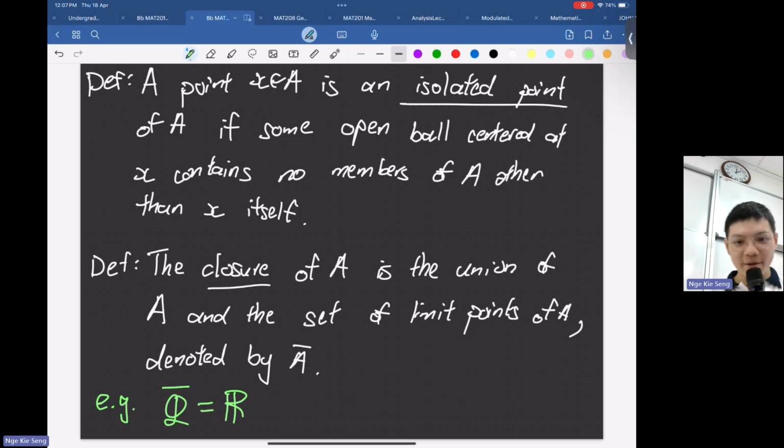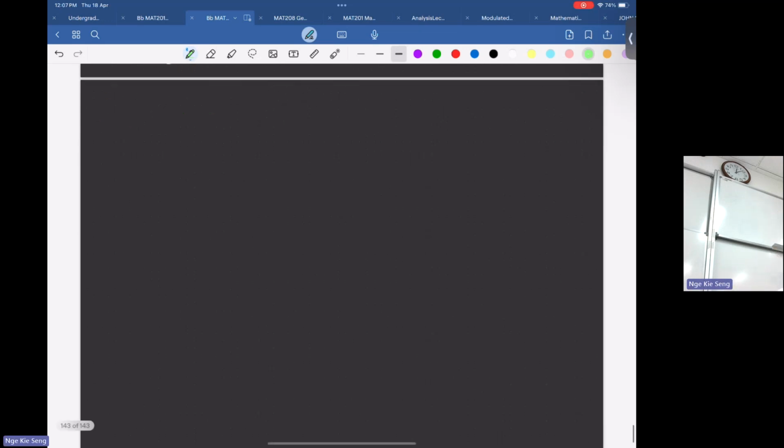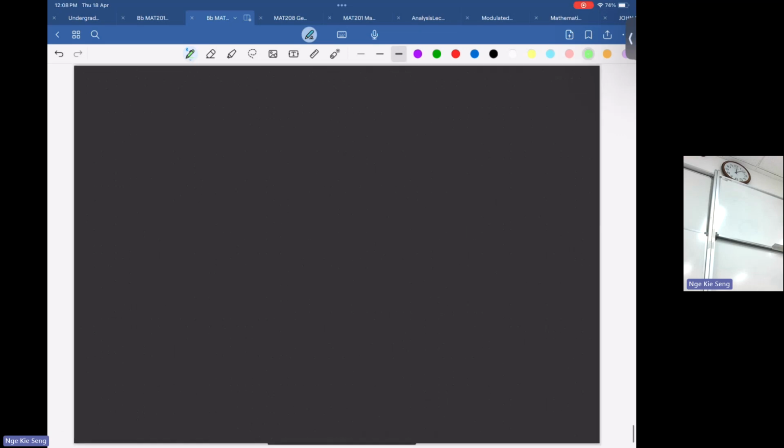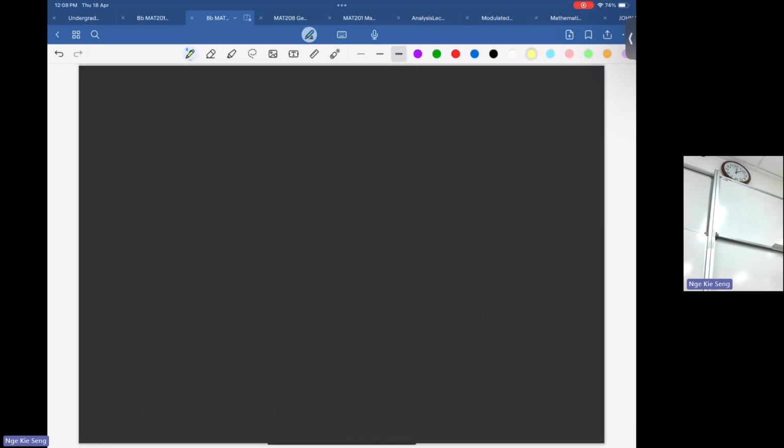Hello, testing. Okay, let's return. Any confusion about this concept? Any confusion so far? So far okay. So let's continue. Let's check some properties of this limit point and closure. Let's check some propositions here.